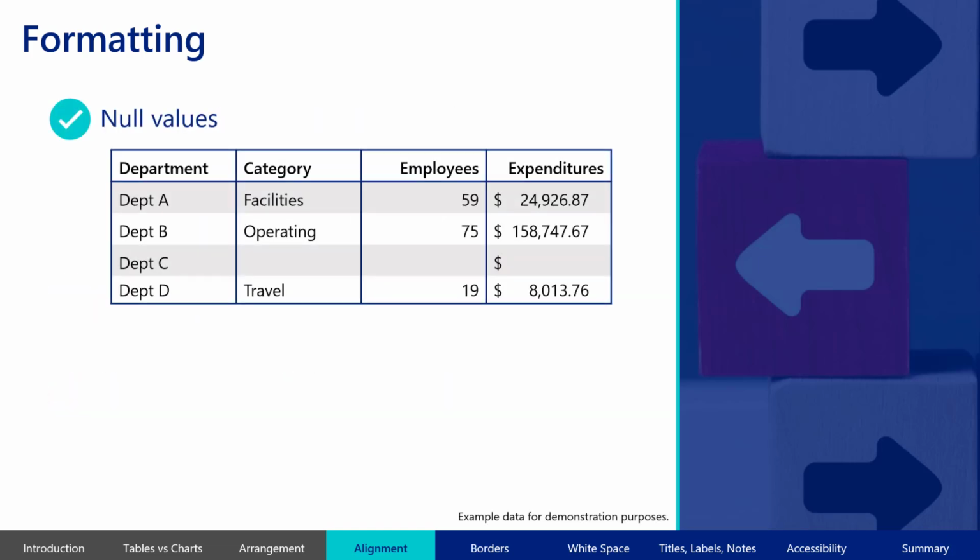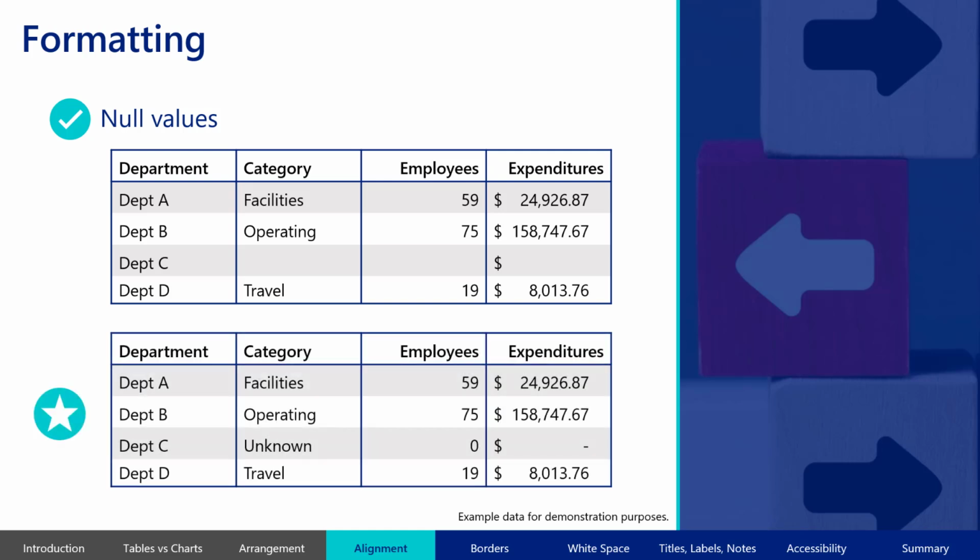Sometimes there may be null values in the data. However, no cells in your table should be blank. Blank cells may be confusing and unclear to your audience. Blank text fields should contain a standard and consistent entry such as unknown or not applicable. Blank number fields should contain a 0.